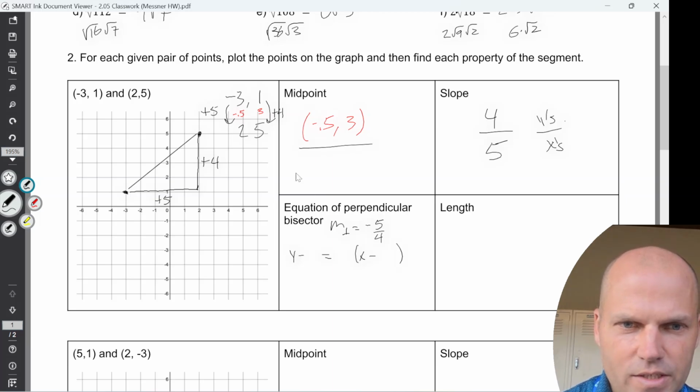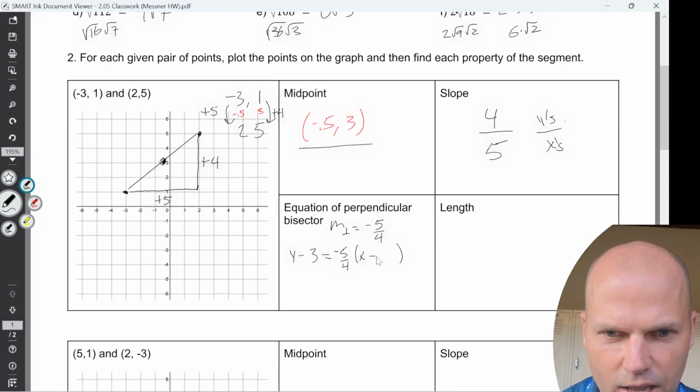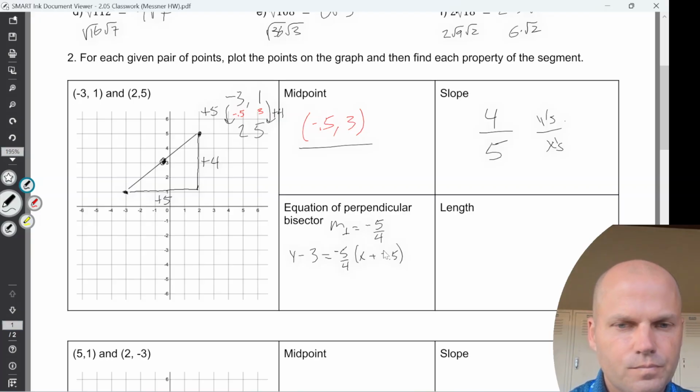And we have the midpoint as the point that bisects or splits our line in half. So I'll have y minus 3 equals -5/4 times x minus -0.5, or x plus 0.5.